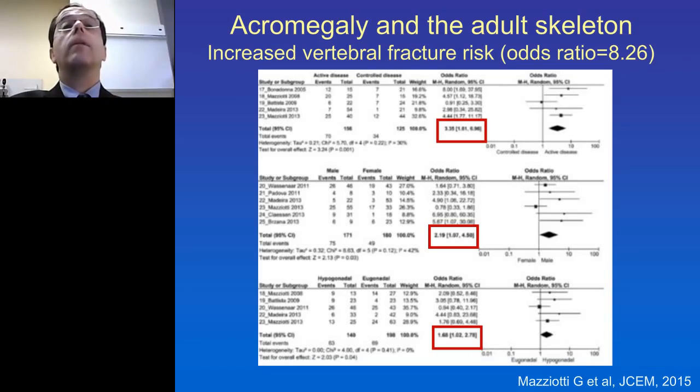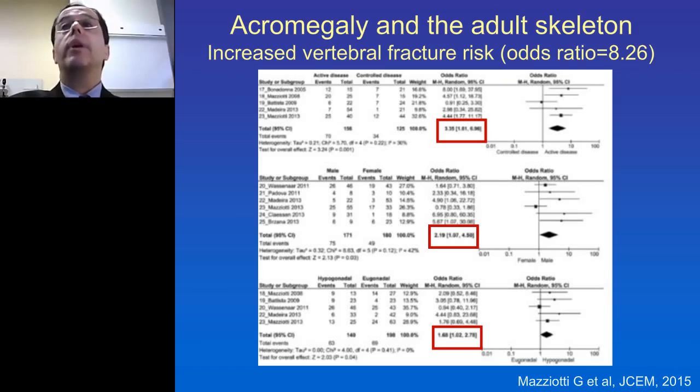The middle panel stratifies patients with acromegaly by gender. It shows you that men have a higher odds ratio than women of having vertebral fracture, and that odds ratio is 2.19. And then the bottom panel stratifies these patients by gonadal status. So patients with hypogonadism, men with low testosterone or women with low estrogen, have a higher risk of vertebral fracture, with an odds ratio of 1.68.